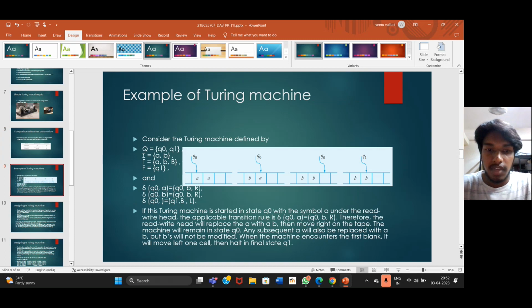Example of a Turing machine. We can consider this example for Turing machine. If this Turing machine is started in state Q0 with the symbol A under the read-write head, the applicable transition rule is delta of Q0 comma A equals Q0 comma B comma capital R. Therefore, the read-write head will replace the A with B, then move right on the tape. The machine will remain in state Q0. Any subsequent A will also be replaced with B, but B's will not be modified. When the machine encounters the first blank, it will move left one cell, then halt in the final state Q1.